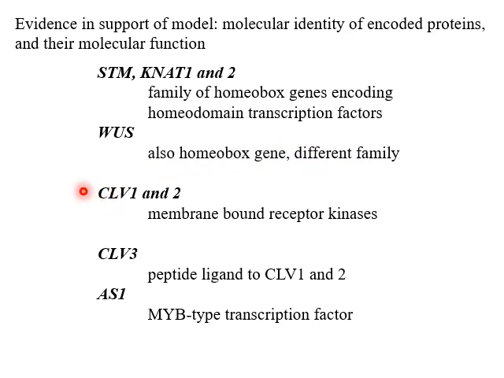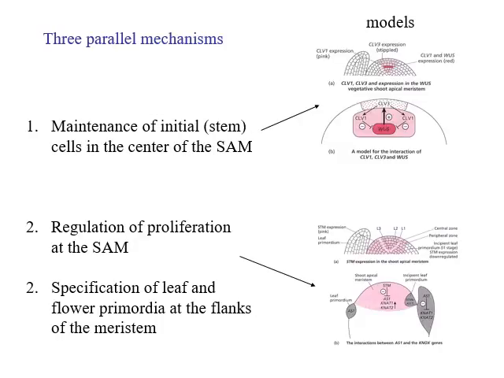Clavata 1 and 2 are membrane-bound receptor kinases, also commonly involved in important steps in developmental biology. And clavata 3 turns out to be a peptide ligand to clavata 1 and 2. AS1 is a so-called MYB-type transcription factor. It's not worth remembering the MYB-type here, but it's another type of transcription factor.